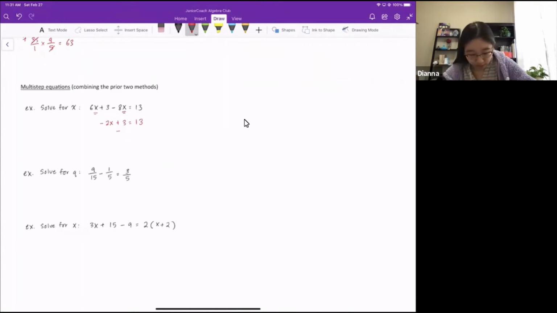Okay. Subtracting 3 on both sides now, I get negative 2x equals 10. Okay, so that was my addition step. I'm going to write that down. Addition or subtraction, depending on how you like to see it.